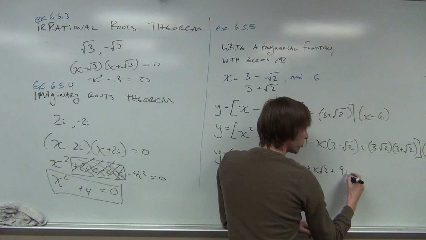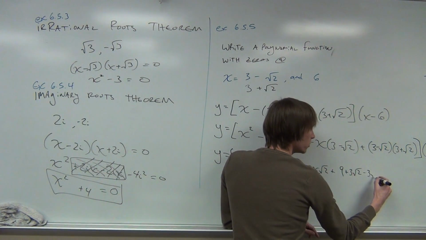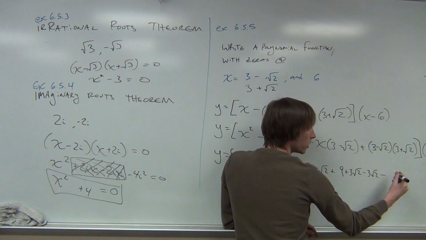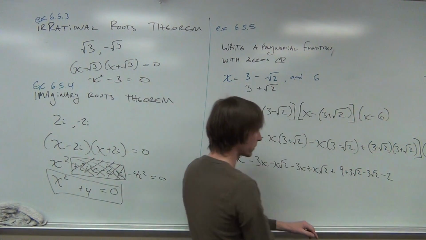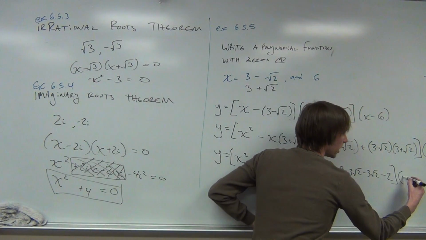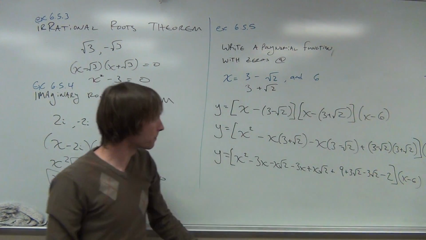I've got plus 3 radical 2. I've got a minus 3 radical 2. And I've got a negative times a positive, so a negative radical 2, that makes radical 4, which is 2. Okay, so I've got that. And then all that times x minus 6. Remember, there's an x minus 6 over here. It just kind of went off the camera, so sorry about that.